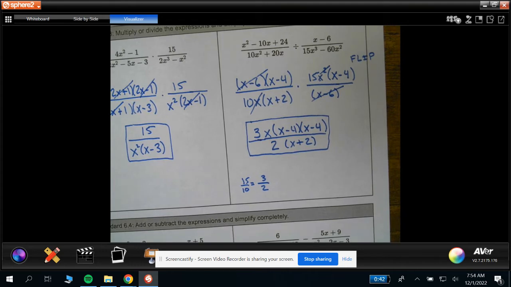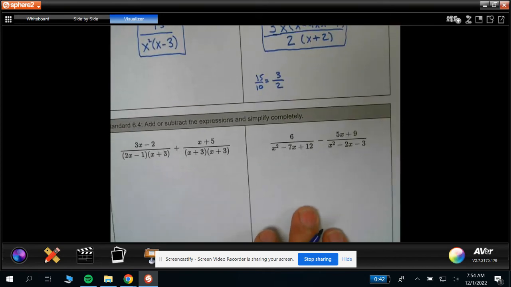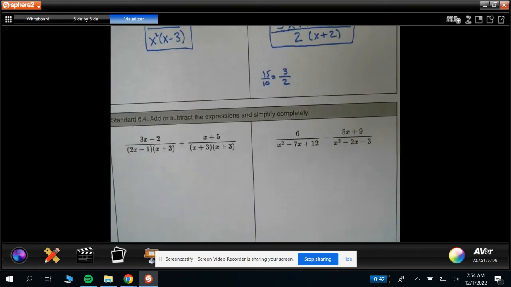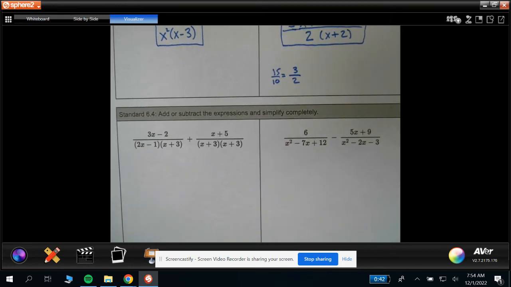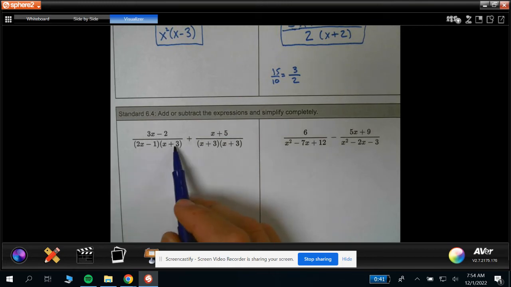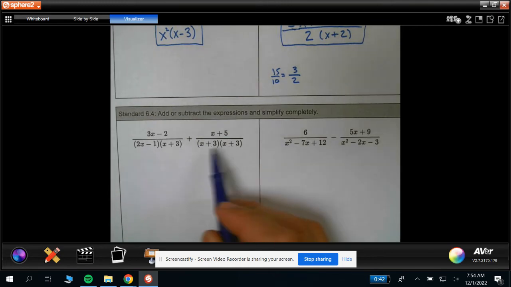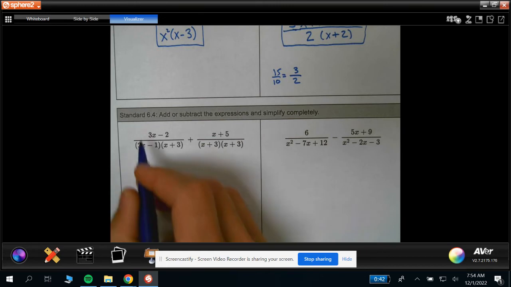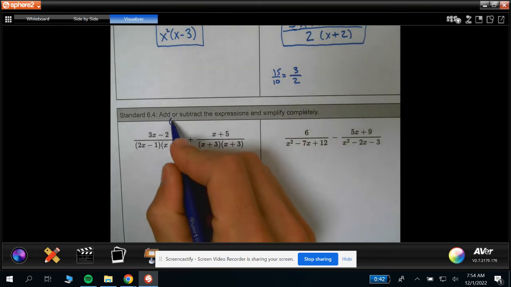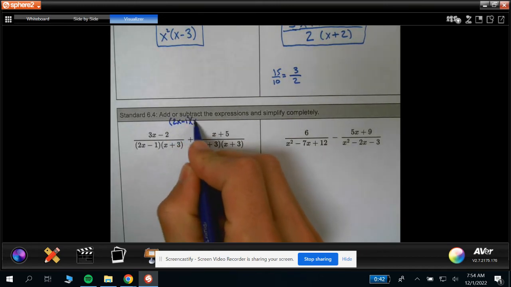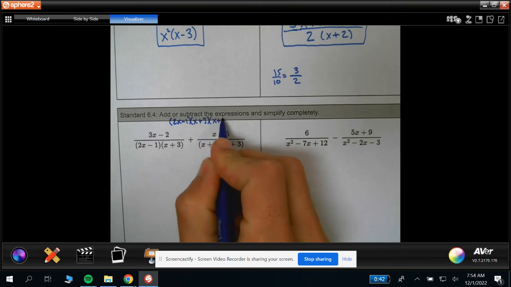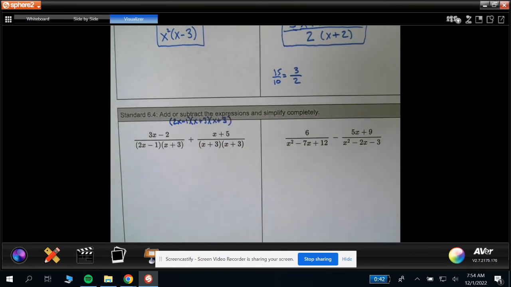All right, let's go on to standard 6.4, the final one, adding and subtracting. So with these ones, it's all about finding a lowest common denominator. I see 2x minus 1 and x plus 3. On this side, I see x plus 3, x plus 3. So that means my lowest common denominator is going to be 2x minus 1, x plus 3, x plus 3. All right, so I got all those together. That's my lowest common denominator right there.